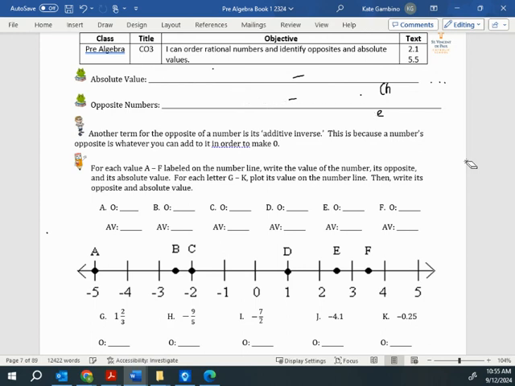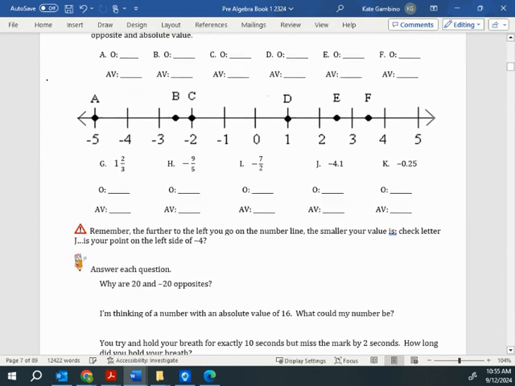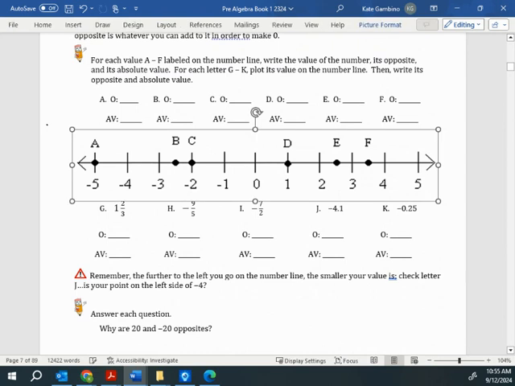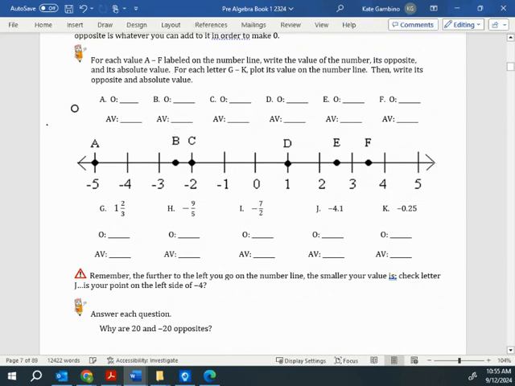What do we have to do? I'm just going to scroll up from there. All right. For each value, A to F, A to F are labeled on the line. So you need to write its opposite and its absolute value. For letters G to H, you're going to plot it on the line, then write its opposite and absolute value.